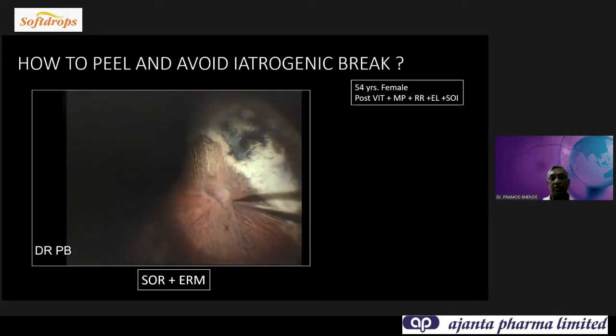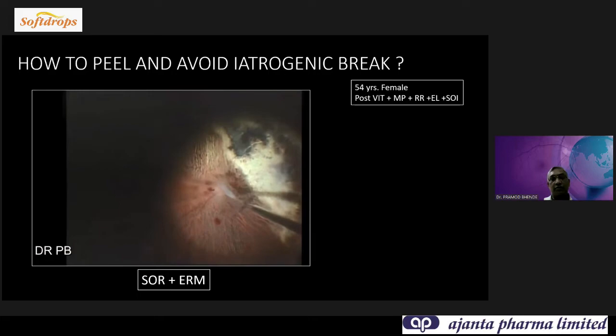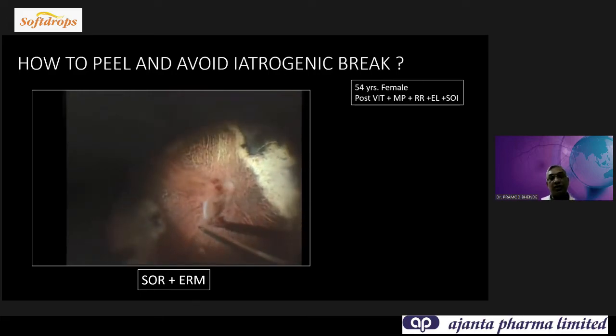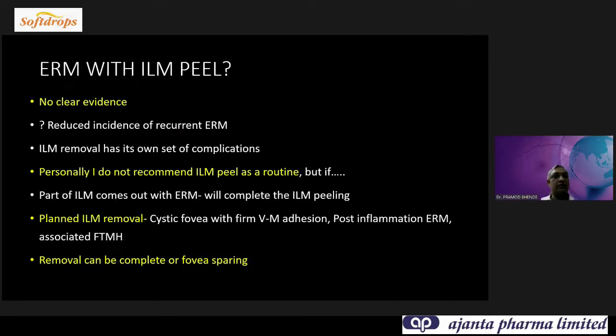Your movements are always tangential to the retina, so you do not induce, rather minimize, the risk of creating retinal breaks. There are a few hemorrhages as you see there as the membrane separates fully. So this is the picture, pre-op OCT and post-op at 2 months, the macular contour has been restored in these eyes.